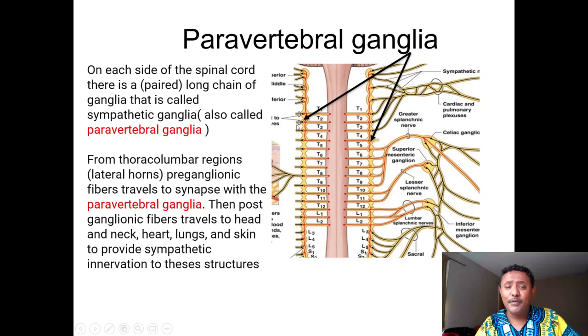Now, the postganglionic, where is it going? It's going to certain organs and areas, right? It's going to go up to the eye, to the head and neck, right? Head and neck structures, mainly the eye, right, and the salivary glands, right?